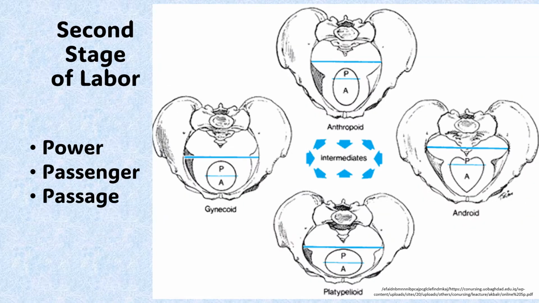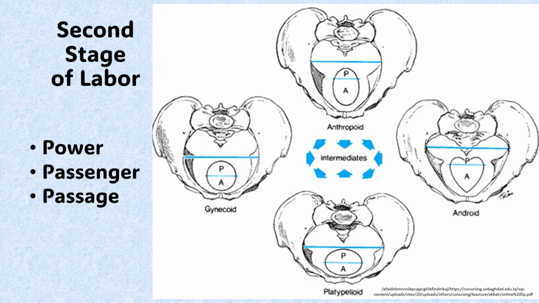In the second stage of labor, the cervix is fully dilated and effaced. During this stage, the mother will begin to push the baby out. The pushing depends on the factors of power, passenger, and passage. Power relates to the force of uterine contractions. Passenger relates to the fetus. And passage relates to the route the fetus travels.